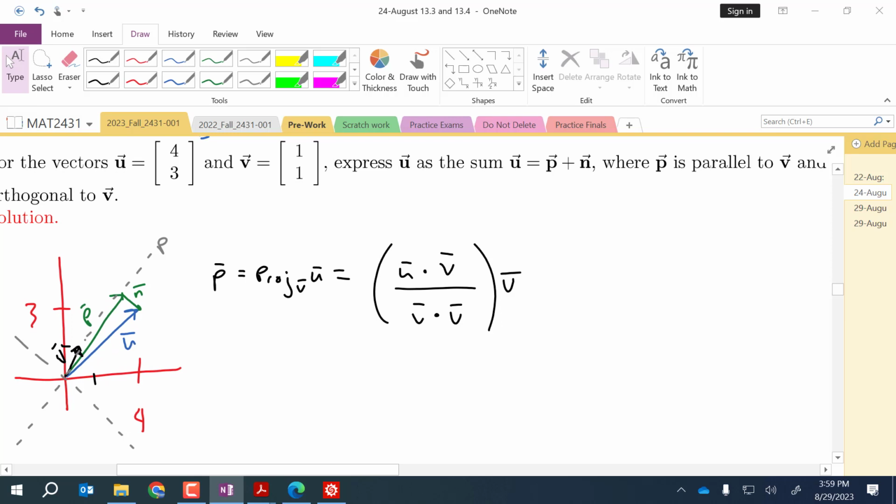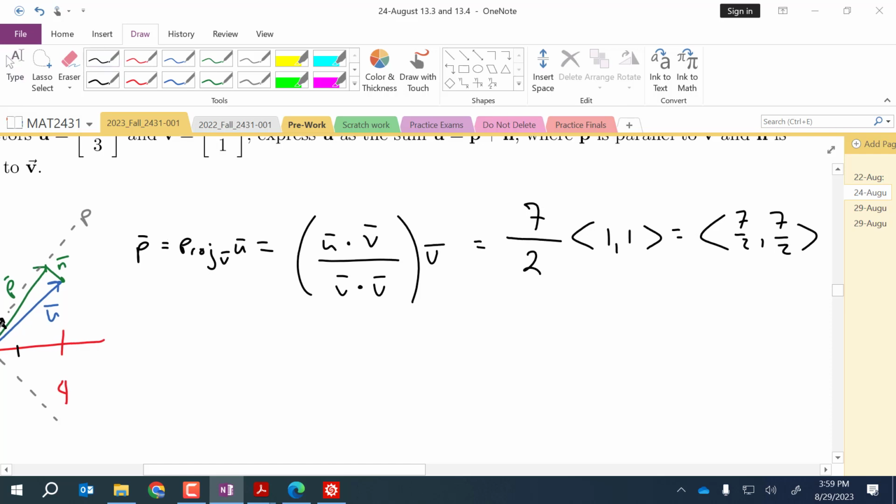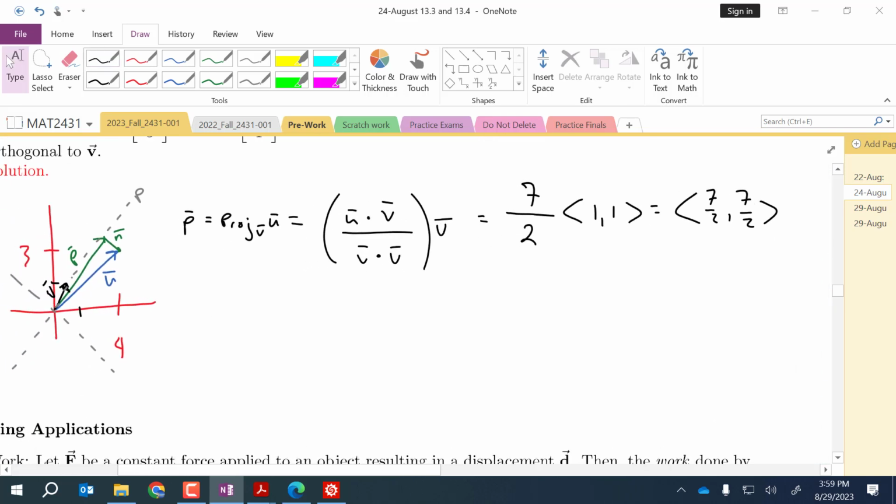So if I do u dot v, that would be 7. And if I do v dot v, that would be 2. And then we multiply that by vector v. Folks, I'm sorry to spend so much time standing in front of the board. I find that writing on the side is what gives me the problem. So this is the vector 7/2, 7/2. What did we just find here, folks? What did we just compute? This vector p right here. Does everyone see that? Okay.